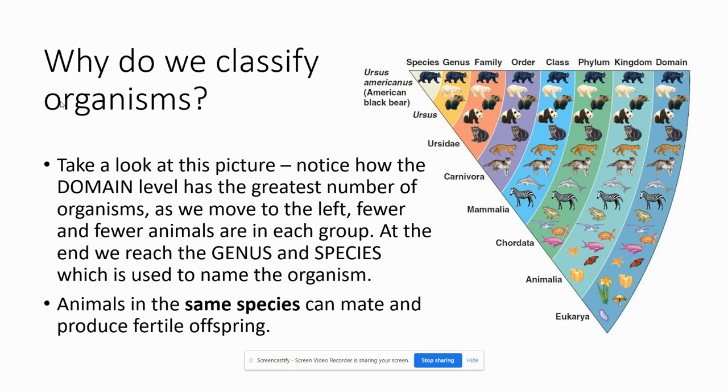It's also important to note that animals that are in the same species can mate and produce fertile offspring. Only animals that are in the same species. If 2 animals are not in the same species, sometimes they can mate, but the offspring that they produce would not be able to have more offspring.